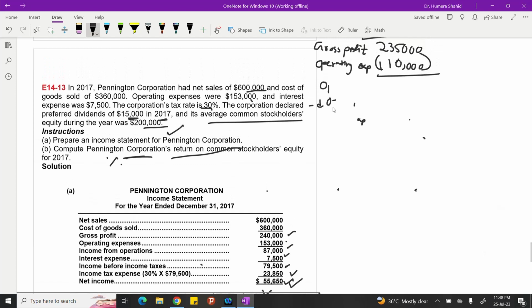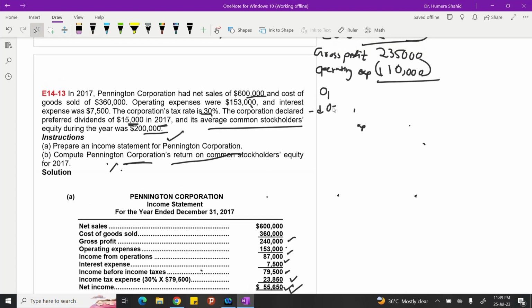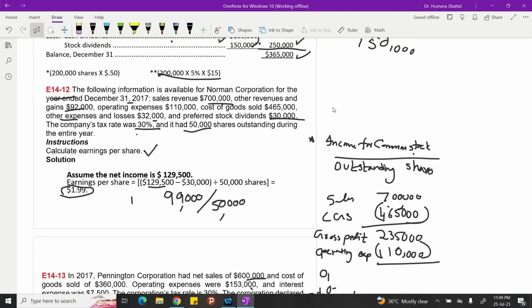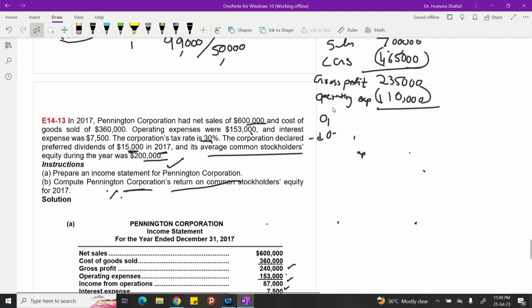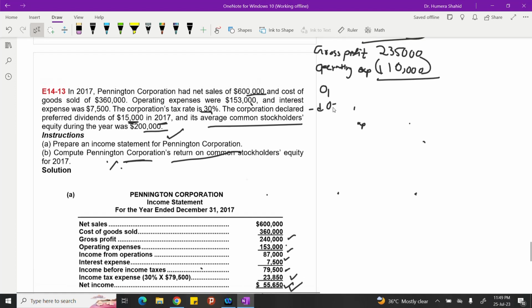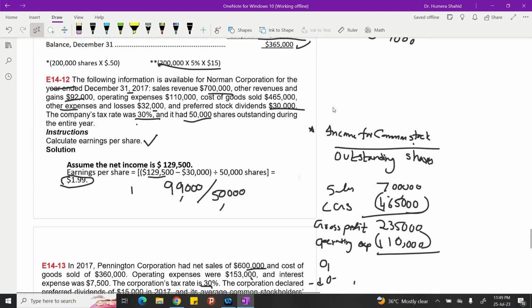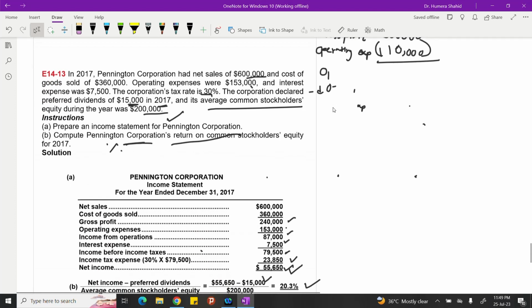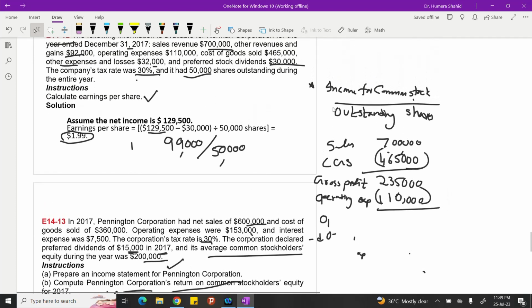So this is it about the discussion of the calculations for chapter number 14. Hopefully you understand them. I suggest making the previous question's income statement in the same format like we did here in question number 14-2, prepare the income statement in the same format like we did in 14-3, so that things are more clear to you. Once you get your net income, then you calculate earnings per share.